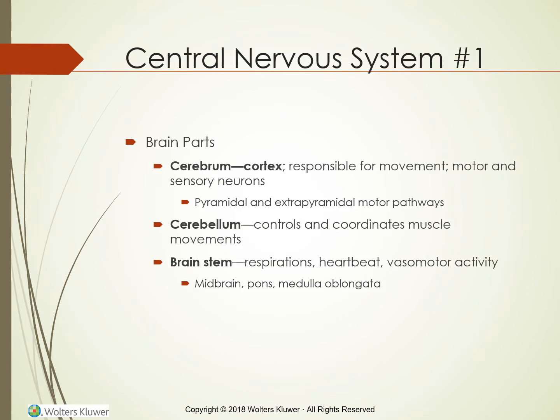The central nervous system. The central nervous system consists of the brain and the spinal cord. The brain. The brain is divided into 3 parts, the cerebrum, the cerebellum, and the brain stem. The cerebrum consists of 2 hemispheres connected by the corpus callosum, a band of white fibers that acts as a bridge for transmitting impulses between the left and right hemispheres.